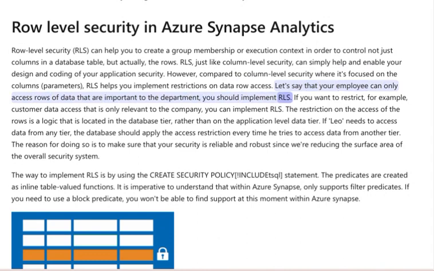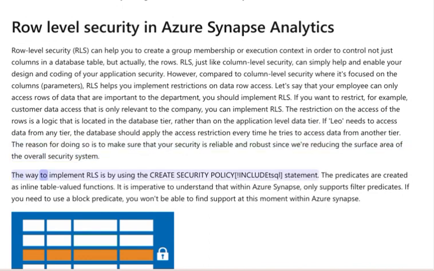Let's say that your employee can only access rows of data that are important to the department. You should implement RLS. If you want to restrict, for example, customer data access that is only relevant to the company, you can implement RLS. The restriction on the access of the rows is logic that is located in the database tier, rather than on the application level data tier. If Leo needs to access data from any tier, the database should apply the access restriction every time he tries to access data from another tier. The reason for doing so is to make sure that your security is reliable and robust, since we're reducing the surface area of the overall security system.